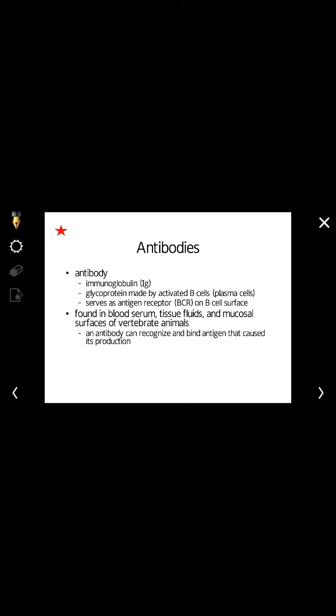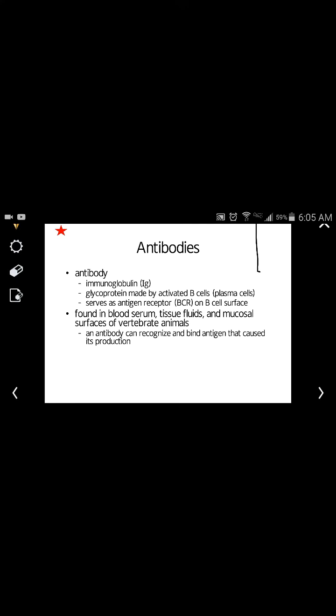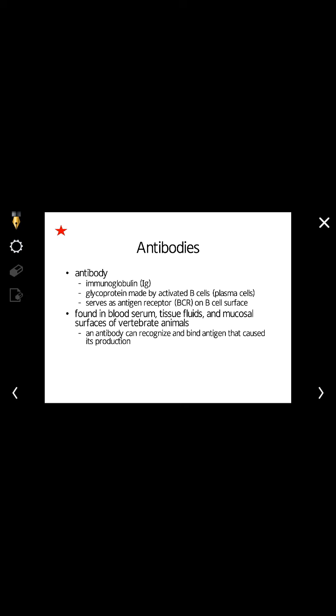Okay. Antibodies. Let's get to antibodies. Let's get trucking. It's already like 6 o'clock. I have an hour and 55 minutes of my test. Still gonna post these though.